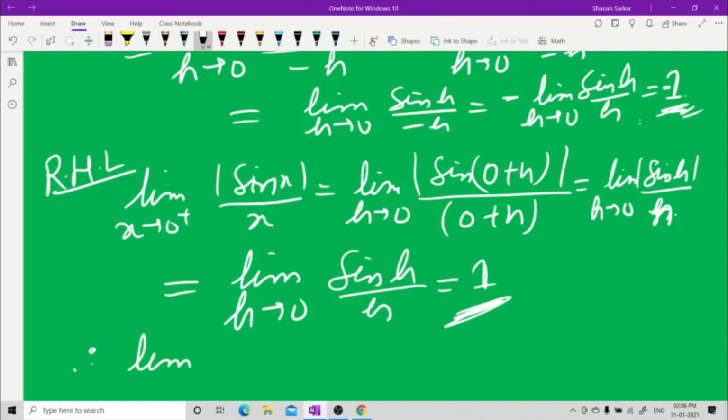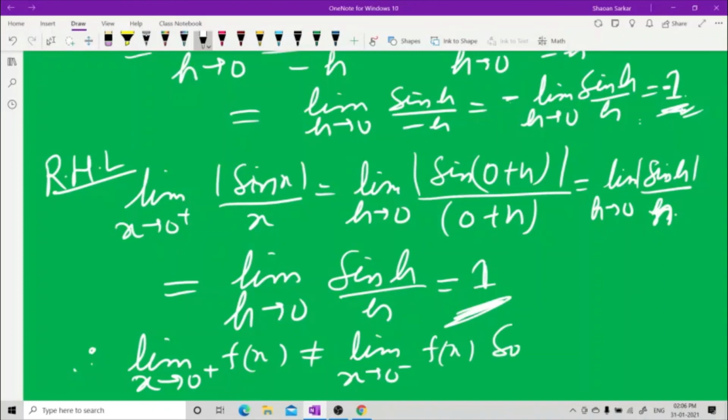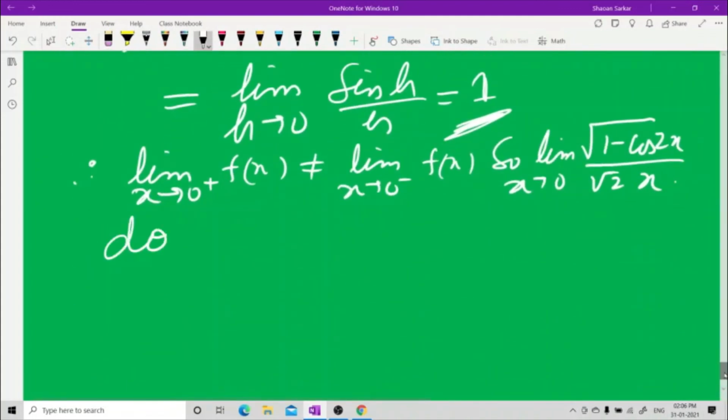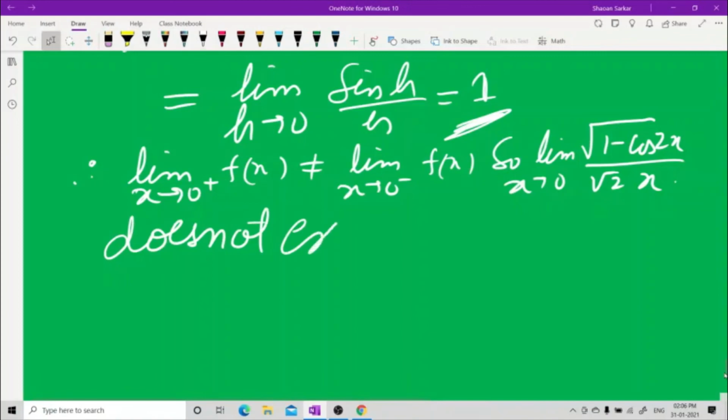Therefore, limit x tending to 0 plus fx is not equal to limit x tending to 0 minus fx. So, limit x tending to 0 under root 1 minus cos 2x upon under root 2x does not exist. Does not exist.